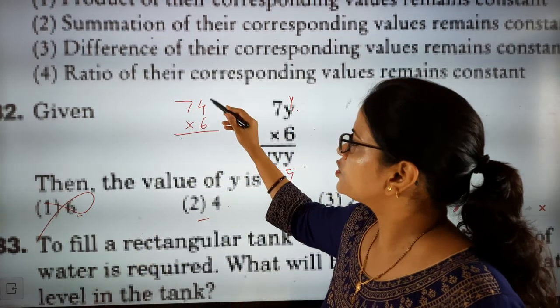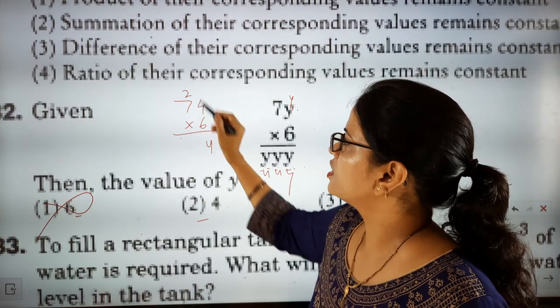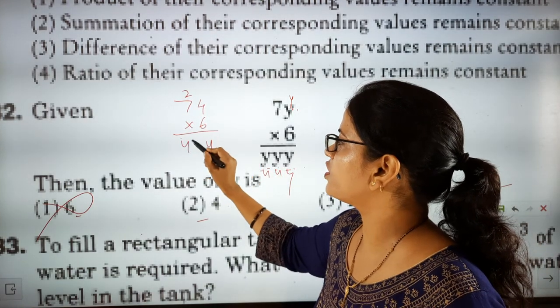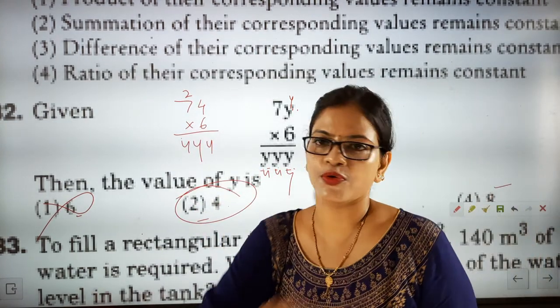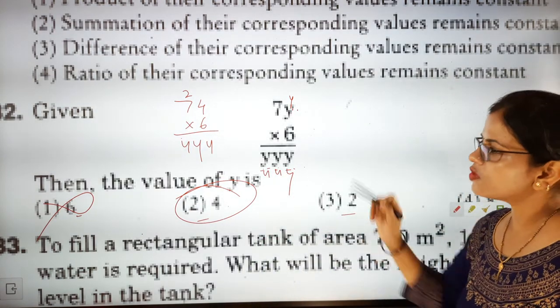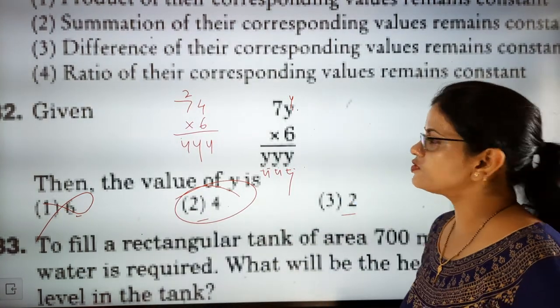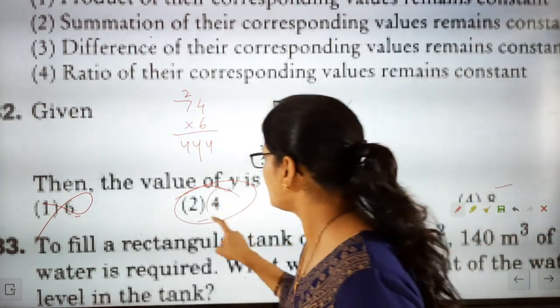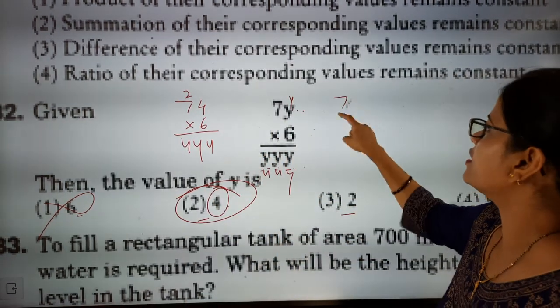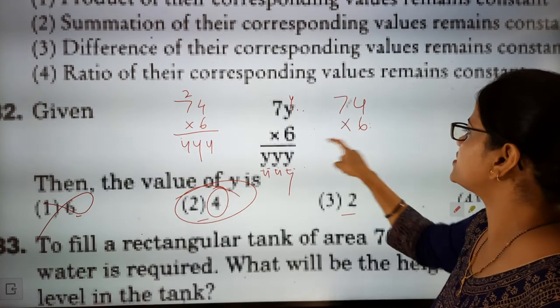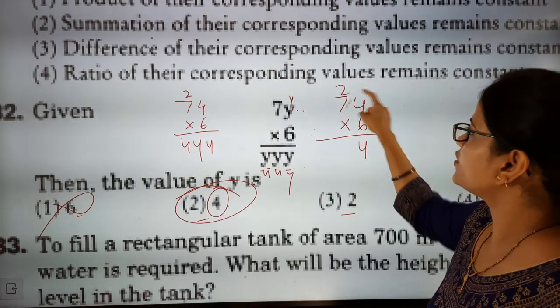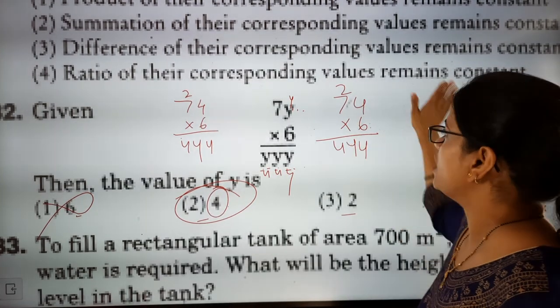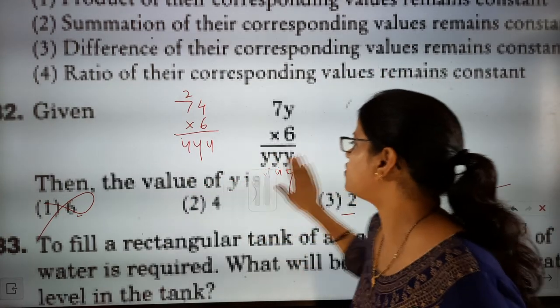So now 6 into 4, 24. Now 7 into 6, 42, 43, 44. Your answer is 4. Nothing else you have done here. What did you do? 7 into y into 6 is there, so instead of y we put 4. The moment we put 4, 6 into 4 is 24 and 7 into 6 is 42, 44. If you don't trust, then check the other values also one time.